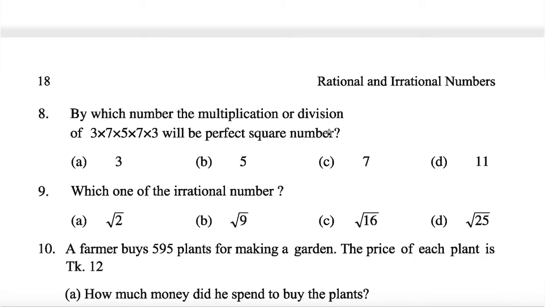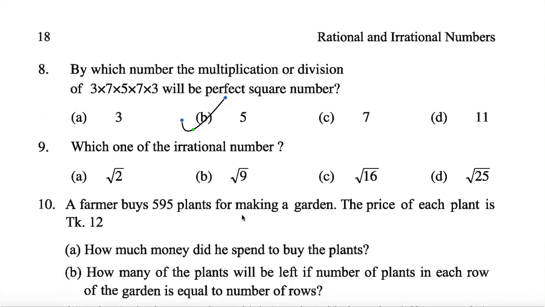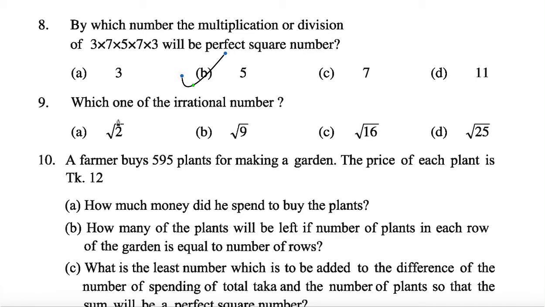By which number should the multiplication or division be done to get a perfect square number? 2 3s are there, 2 7s are there. Either you multiply it with 5 or divide it with 5, you will get a perfect square. Pair is not there for 5, that is the reason.